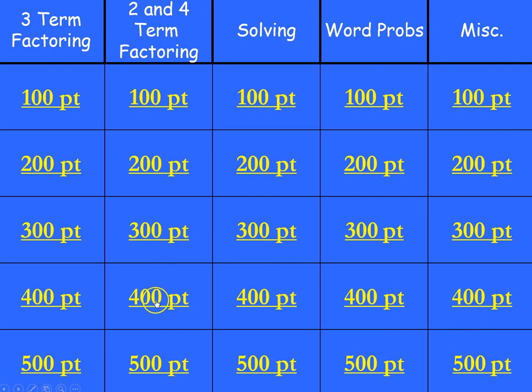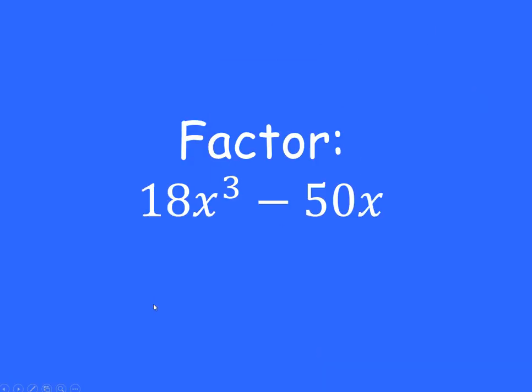Next one, 400 points. Factor this: 18x cubed minus 50x. Pause the video now, and let's see how you did.